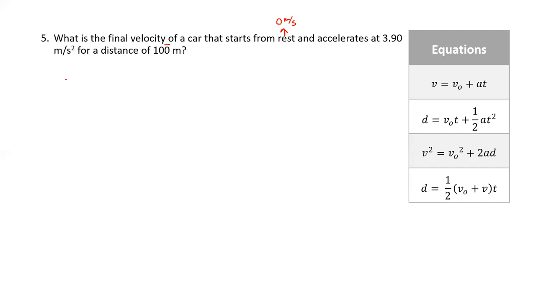All right, so what is the final velocity? I'm looking for V. We might as well list that now. Of a car that starts from rest, there's V naught equals 0. And accelerates at 3.9 meters per second squared, so it's speeding up.